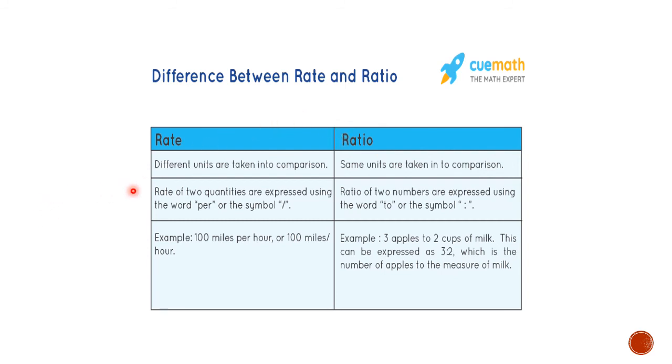Rate of two quantities are expressed using the word per or the symbol slash, while yung ratio of two numbers are expressed using the word to or the symbol colon, tsaka yung sa fraction. So, example nga dito, yung 100 miles per hour or 100 miles slash hour. Dito naman, example, sa ratio, we have 3 apples to 2 cups of milk. This can be expressed as 3:2, which is the number of apples to the measure of milk.